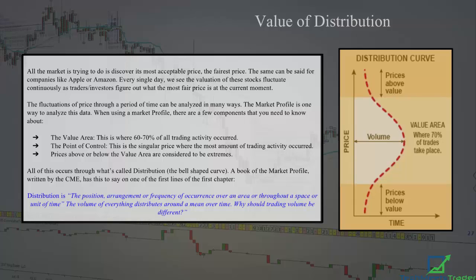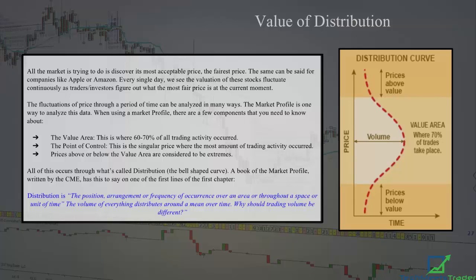The market profile is one such way to analyze this data. And when using a market profile, there are a few components that you need to know about. Number one, the value area. This is where 60 to 70% of all trading activity occurred. Number two, the point of control. This is the singular price where the most amount of trading activity occurred.